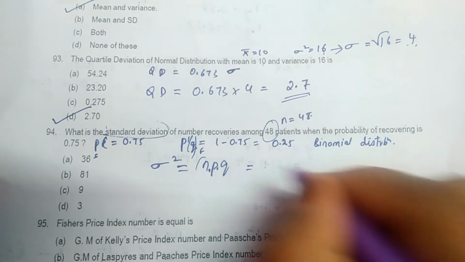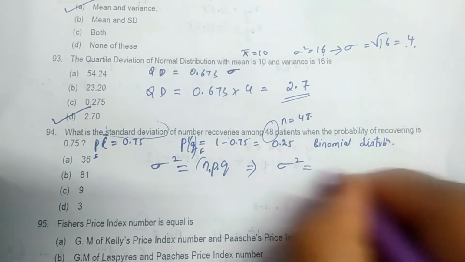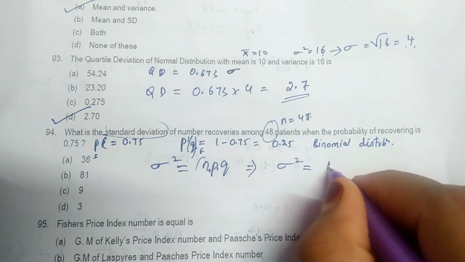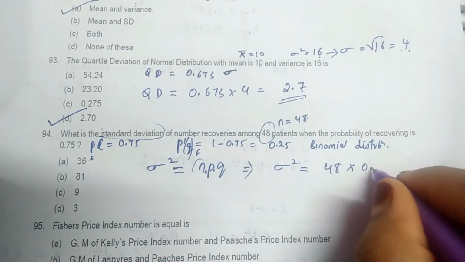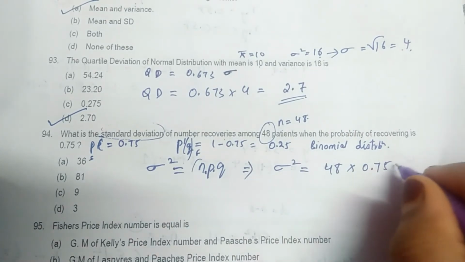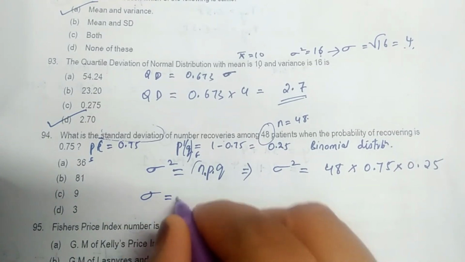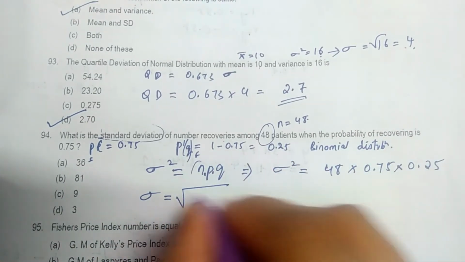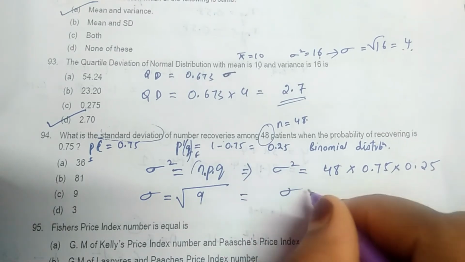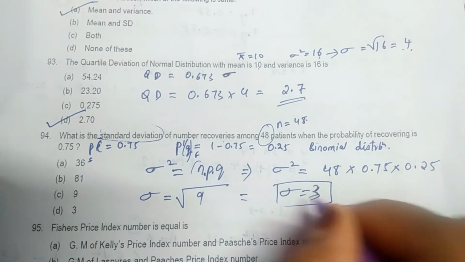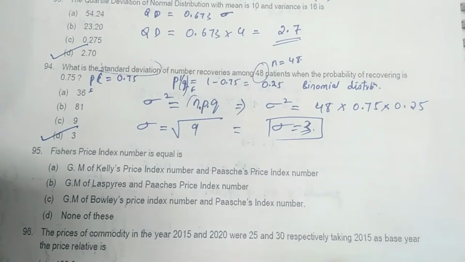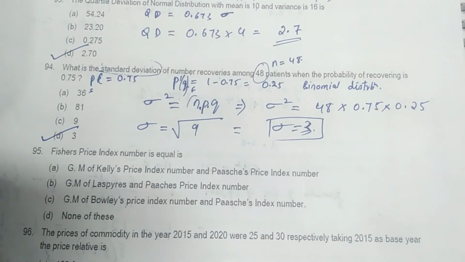Okay, so what is this? The variance is equal to npq. What is n? n is nothing but 48. And what is p? p is 0.75, and q is 0.25. So the standard deviation is equal to the root of the multiplication of these, which is equal to 3. Our answer is 3, option D.